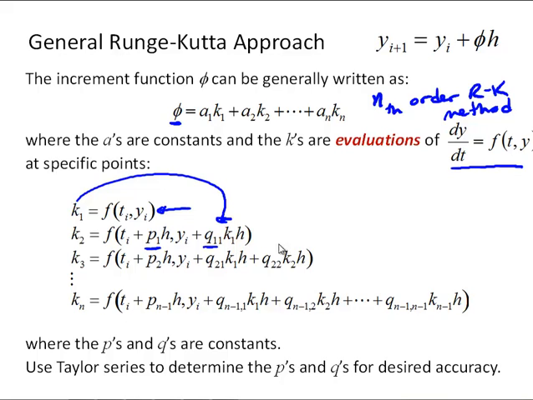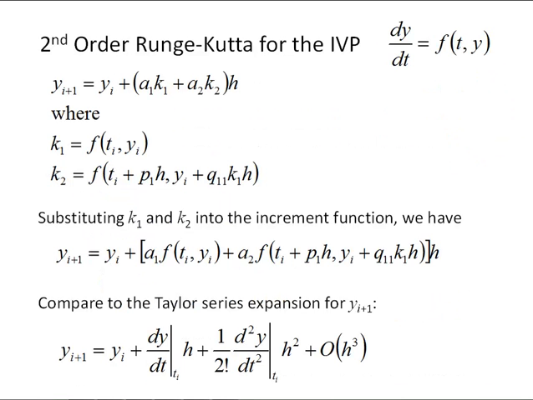And so we keep moving down. Notice as we move down to k3 for a third order method, we just keep adding more constants, p2, q21, and q22. All of these constants, we're just going to use the Taylor series to determine them for some desired accuracy. Let's see how we do that in the context of a second order Runge-Kutta method.